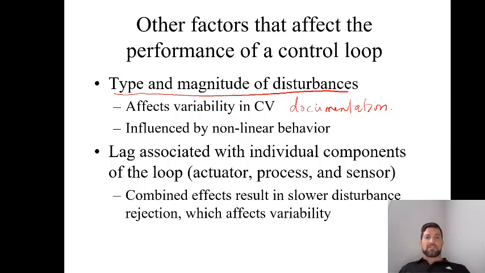Document the types of disturbances you expect. Make a note of how fast these are removed by your system. Perhaps there's some nonlinearity that's occurring. Your controller is very good at getting rid of small disturbances. Now all of a sudden you have a large disturbance that causes your system to become unstable, or just have more variability than you want in your process. There's a lag associated with individual components, so your actuator, process, and sensor. So when we combine all these things together, you have slower disturbance rejection, which affects variability.